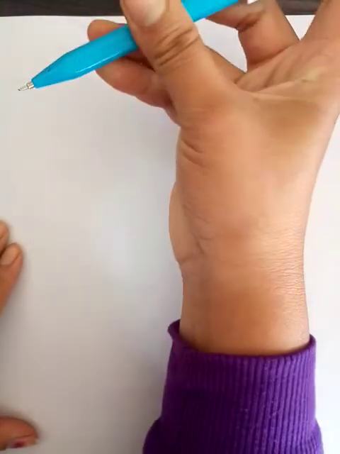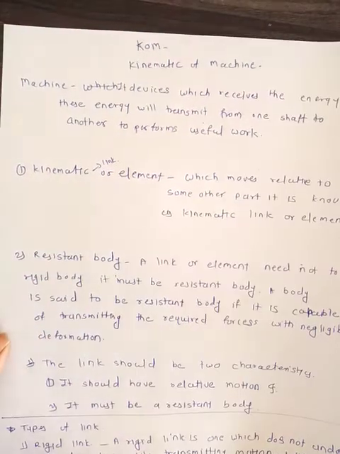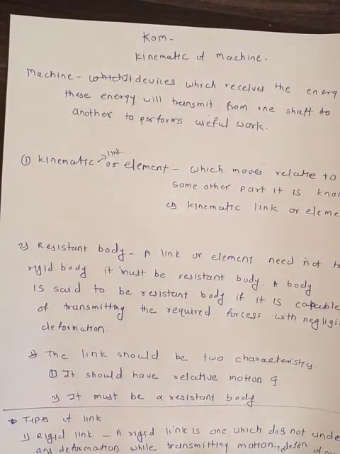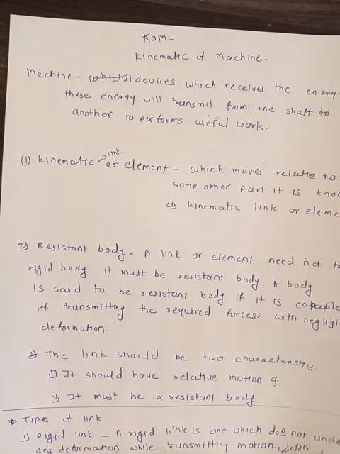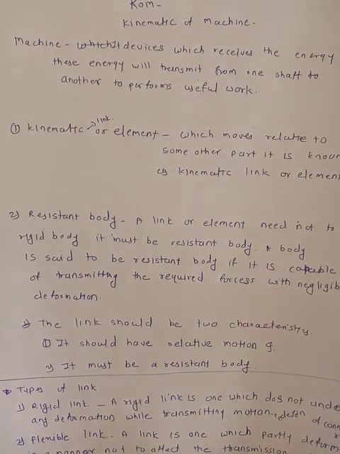Hello friends, in this video we will study kinematics of machinery, a second-year subject. In the previous lecture we saw what kinematics of machinery is, what a machine is, what a kinematic link or element is, what a resistant body is, and that there are three types of links: rigid link, flexible link and fluid link.